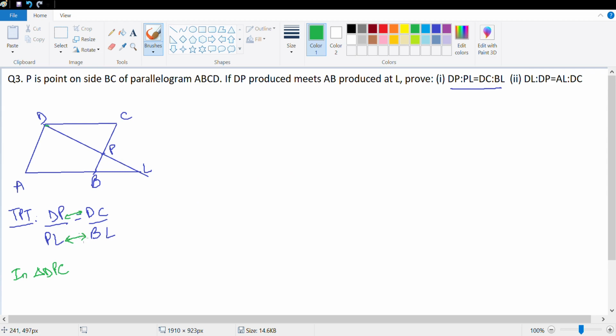Let's compare the denominators. PL and BL, which means we're looking at triangle BPL. So these are the two triangles that I'm looking at, DPC and BPL. Let's see if I have anything equal. Yes, angle P here and angle P here will be equal. Why? These are vertically opposite angles. And angle D here and angle L here will be equal because these are alternate angles, because this is a parallelogram. Perfect. So I've got two angles equal, which means I can prove them similar.